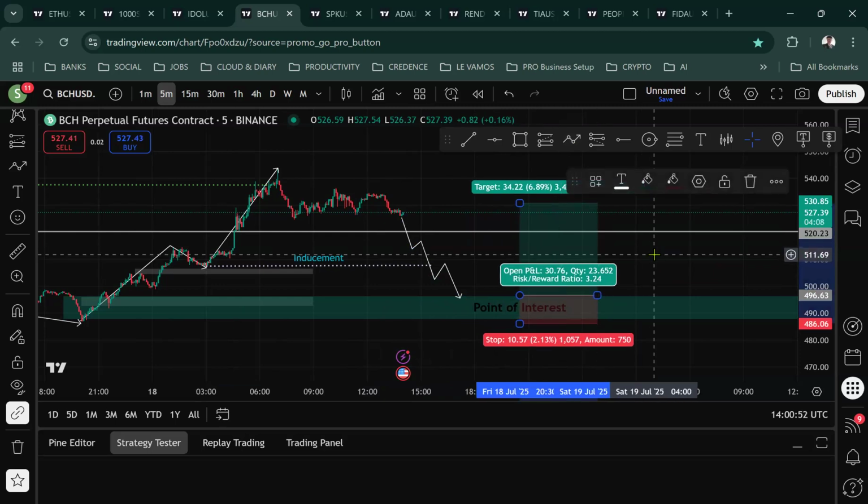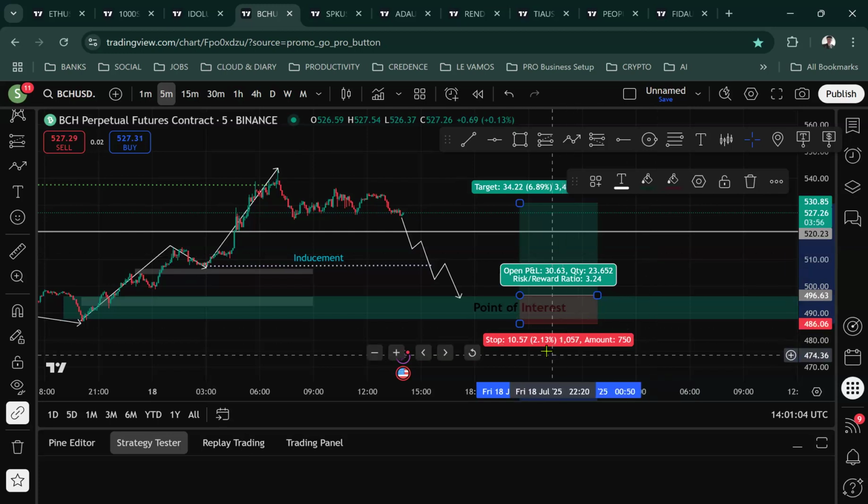When price comes to this point of interest, it's going to form COC and breakup structure if the buyers are still there. And that COC and breakup structure is going to form another valid zone for you on the 5 minutes time frame.